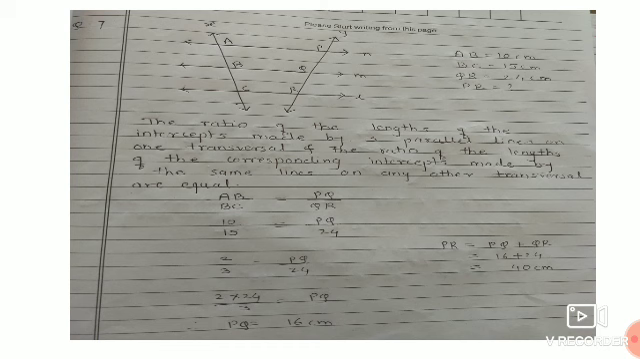Now question number 7. In the adjoining figure, line N is parallel to line M and it is parallel to line L. So lines X and Y are their transversals. If the length of AB is 10 cm, the length of BC is 15 cm, the length of QR is 24 cm, then find the length of PR.